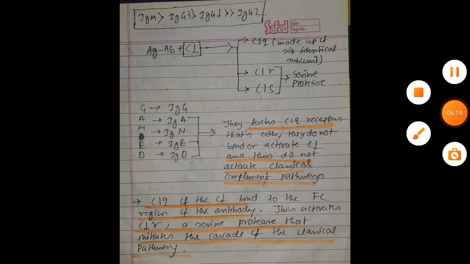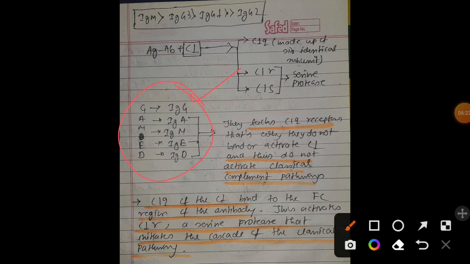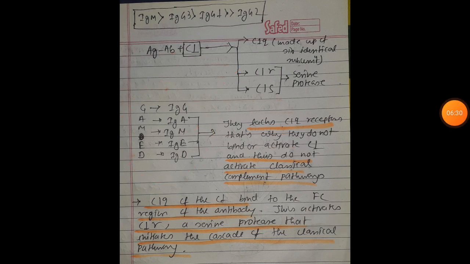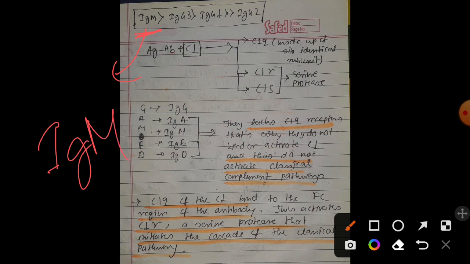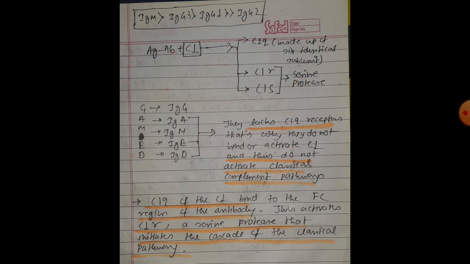Now, among these 5, only IgG and its subtypes and IgM can activate complement. Why is this so? Before that, I want to talk about the order of the ability of the antibody to bind and activate complement. So IgM is the most efficient antibody in that case, then IgG3, then IgG1, and the power of IgG2 is least. Okay, so IgM, IgG3, IgG1, much less than IgG2.